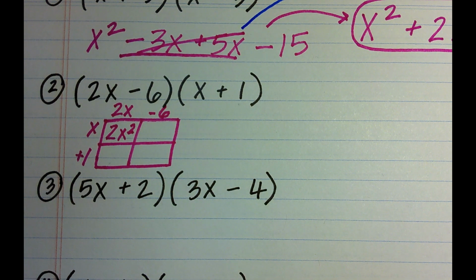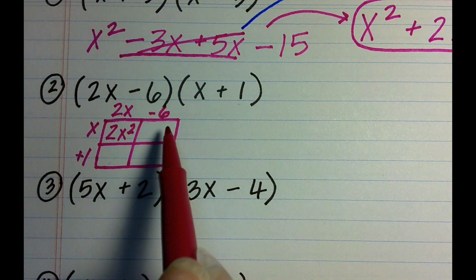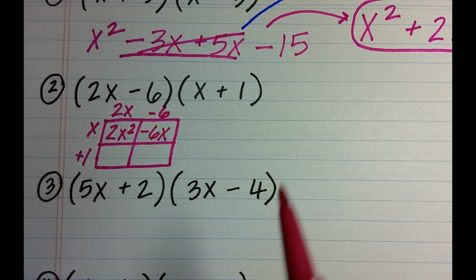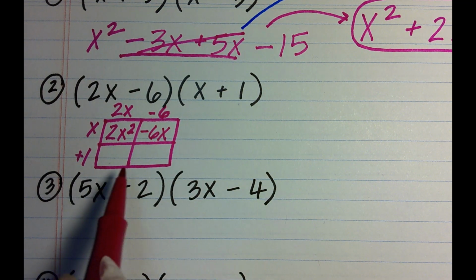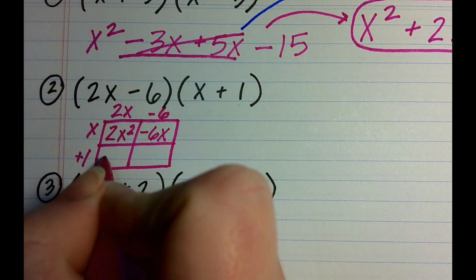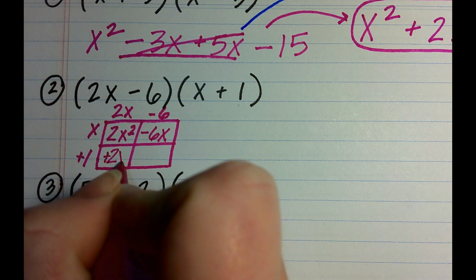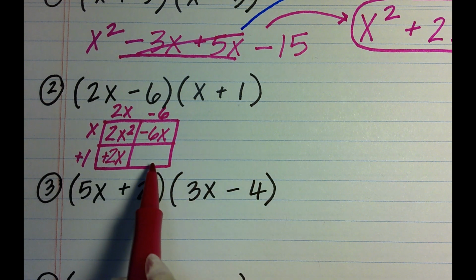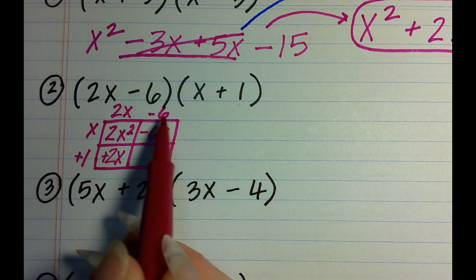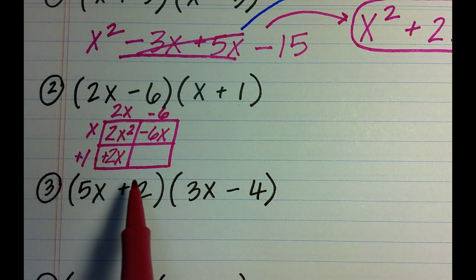What did you do next, Amanda? Then I got a -6x. Perfect. -6x in the next box. And then down in the corner I've got 2x. Perfect. 2x times 1 plus 2x. And finally, -5. Okay. We have -6 times 1. What's that going to be?